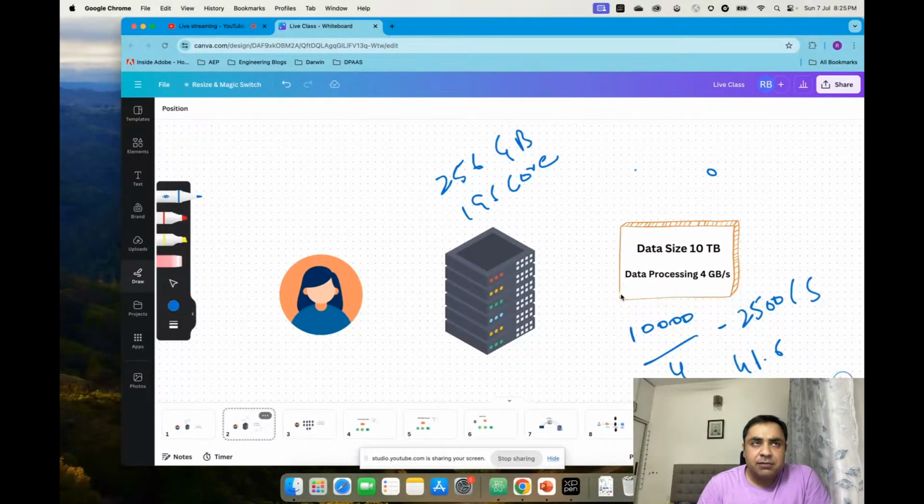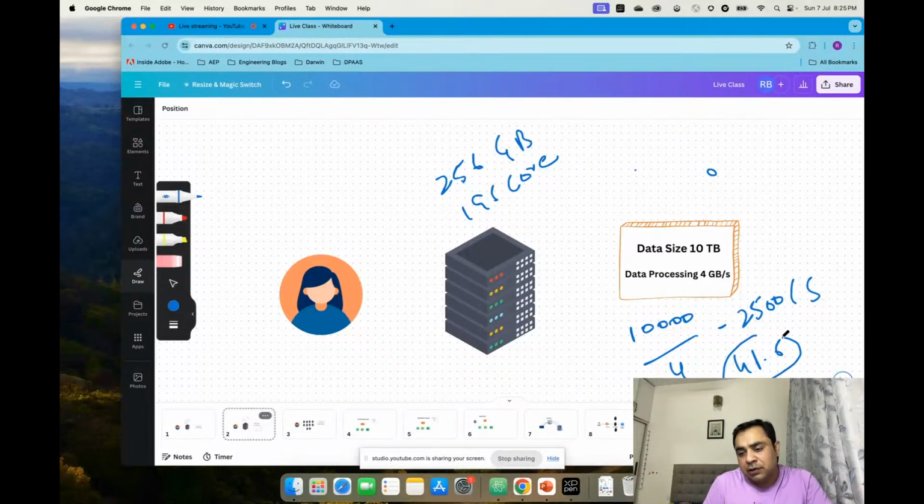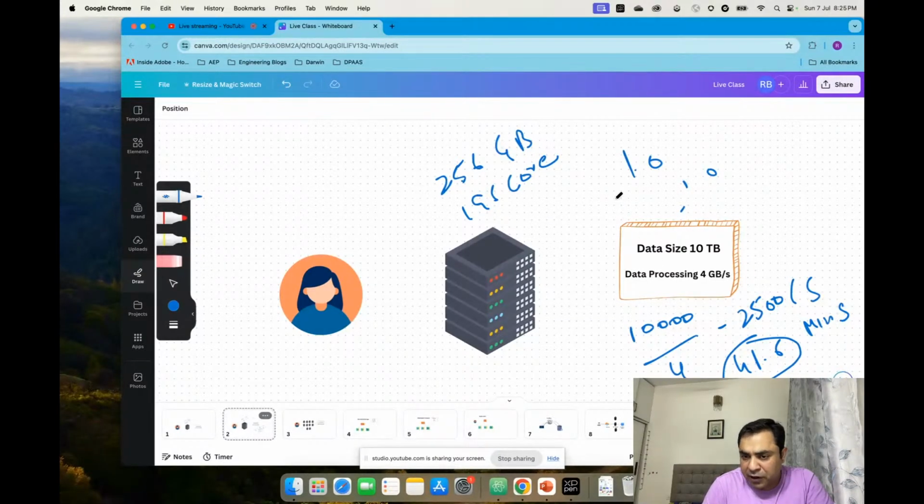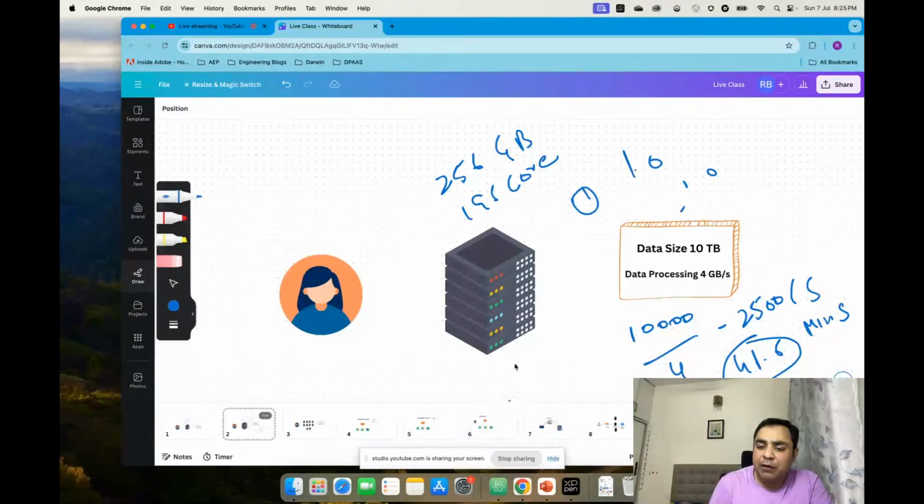Now, if you see, we had only 10 TB of data, and the data processing speed was 4 GB per second, and it took around 41 minutes. What if I say that we have to do this for the last 10 years? That is one problem. The second problem is that I want to reduce this time. I don't want to take 41 minutes. I want to take less than 10 minutes, or maybe 5 minutes. What should I do?